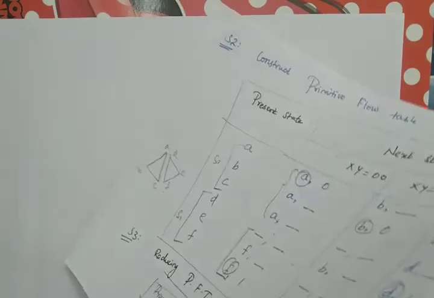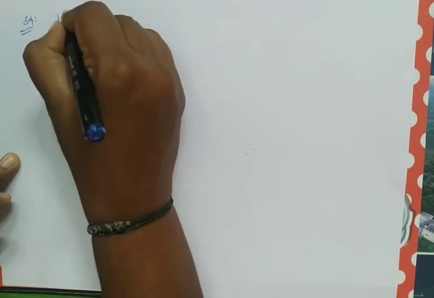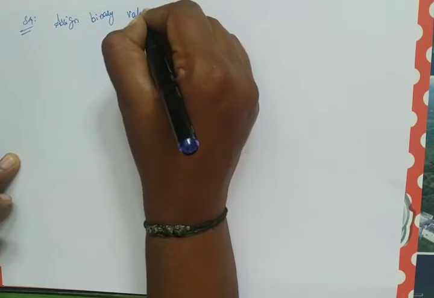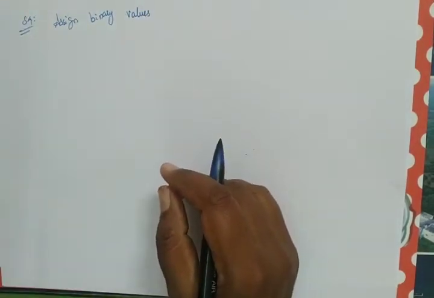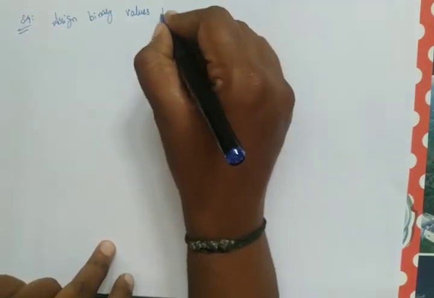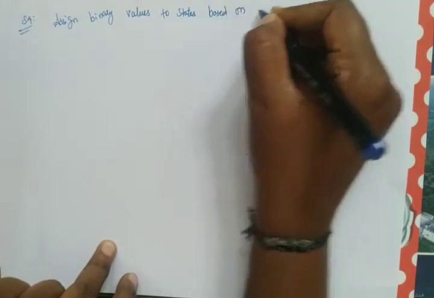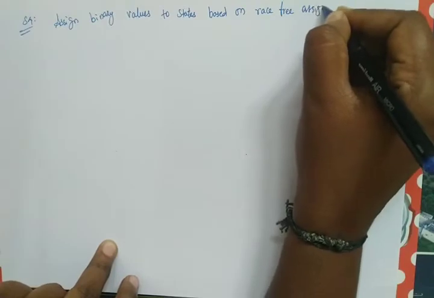Now let us move on to the next step. What is our next step? Next step is assigning binary values. This is our step 4. We have to assign the binary values for these states. Assign binary values to the states based on the race-free assignment. So we have to assign the values.